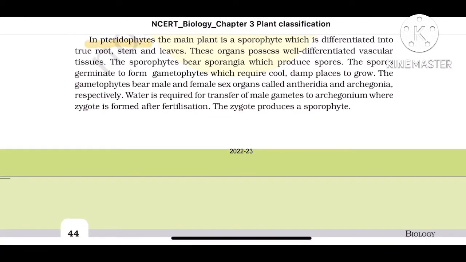In pteridophytes, the main plant is a sporophyte, which is differentiated into true root, stem, and leaves. These organs possess well-differentiated vascular tissue. The sporophytes bear sporangia, which produce spores. The spores germinate to form gametophytes, which require cool, damp places to grow. The gametophytes bear male and female sex organs called antheridia and archegonia, respectively. Water is required for transfer of male gametes to archegonium, where zygote is formed after fertilization. The zygote produces sporophyte.